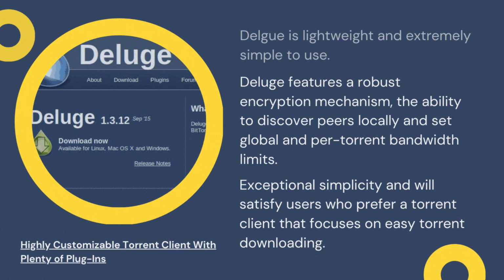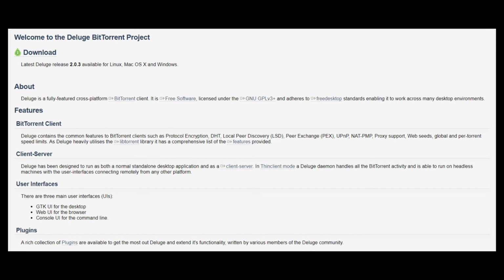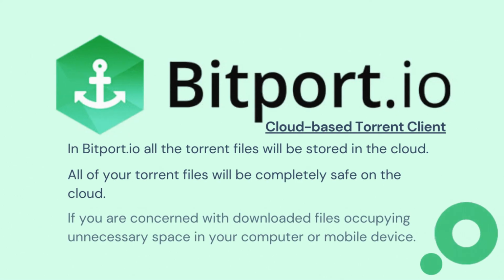If you talk about the features of Dulge, it has local peer discovery, set global and per torrent bandwidth limits, supports first and third party plugin support. To conclude, Dulge works mainly because of its exceptional simplicity and will satisfy users who prefer a torrent client that focuses on easy torrent downloading. Dulge बहुत ही अच्छा tool है जो multiple platforms पर seamlessly work करेगा and especially for Windows, it will work really well. Now the fourth torrent client is bitport.io.